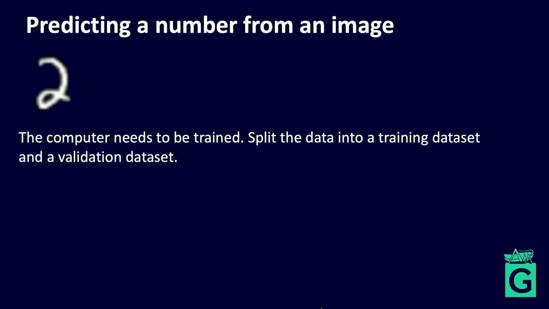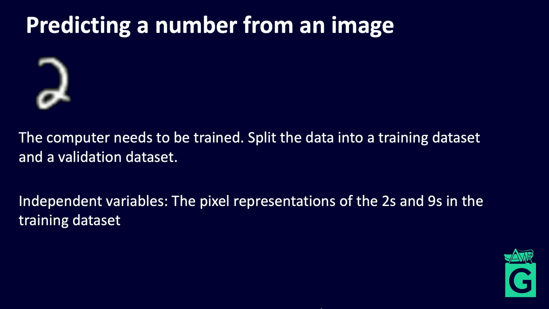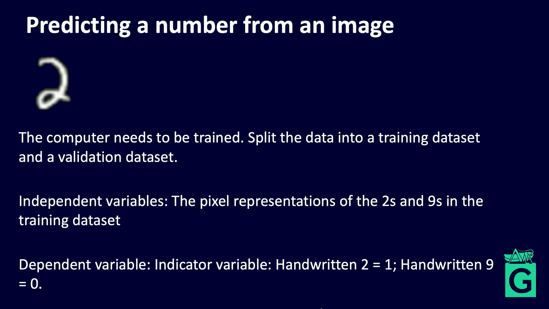Fine. And now the computer needs to be trained. So we split the data into 2 parts, right? First, a training data set where you tell it, okay, that is a 2, that is a 9, that is a 2, that's a 9. And the computer will then predict it for the validation data set. So what are the independent variables? All those pixel representations we just saw. The dependent variable is an indicator variable. It's handwritten 2 is 1, handwritten 9 is 0, right?